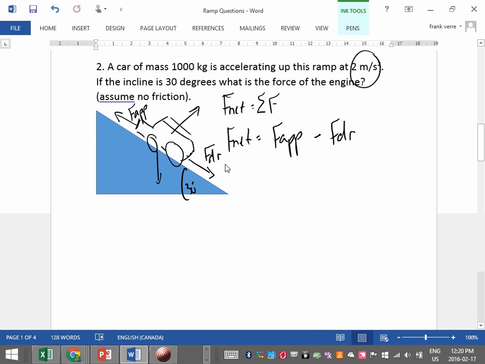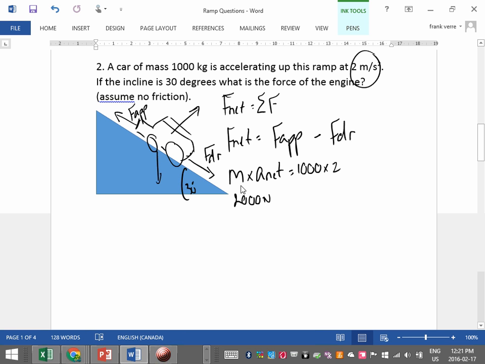It's accelerating up the ramp at 2 meters per second squared. That would have to be the net force. So the net force would be the mass times the net acceleration, which would be 1,000 times 2. So the net force is 2,000 newtons.